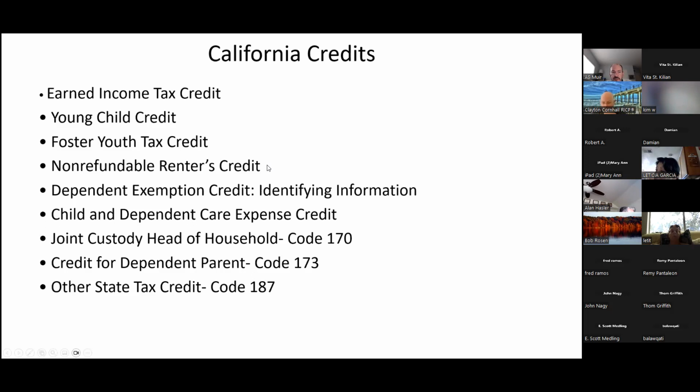The non-refundable renter's credit is something you'll see a lot of. That simply means an individual is renting a home or an apartment, it has to be a California-based property, and they have to be renting for over half a year. We'll get into the rules there. We've already talked about the dependent exemption credit. The child and dependent care expense credit is essentially mirrored on the federal rules, but again, different rules for California. Typically when you're getting the California child and dependent care expense credit, you're getting the federal one. These other credits, you're typically not going to see at the VITA site.